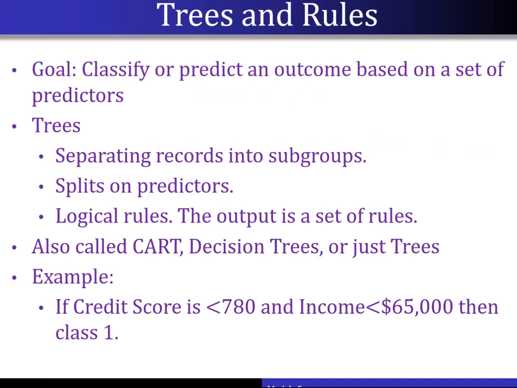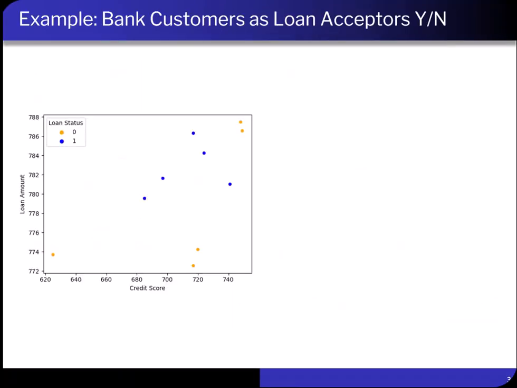As in many of the methods discussed on this channel, the objective of decision trees is to predict an outcome using a set of predictors. Decision trees operate by dividing the records into subgroups through splits on these predictors. These splits form logical rules that are clear and easy to comprehend. For instance, if the credit score is below 780 and the income is less than $65,000, then the data falls into class 1.